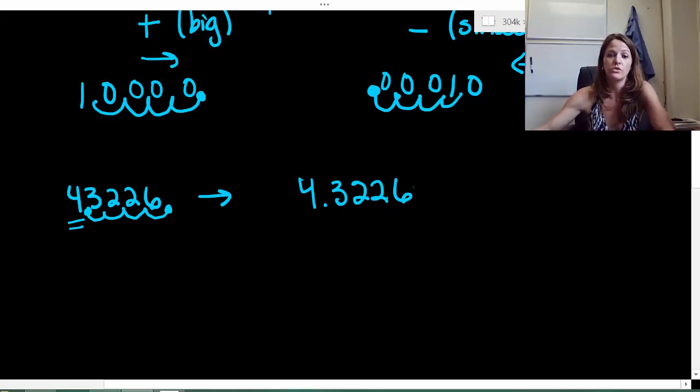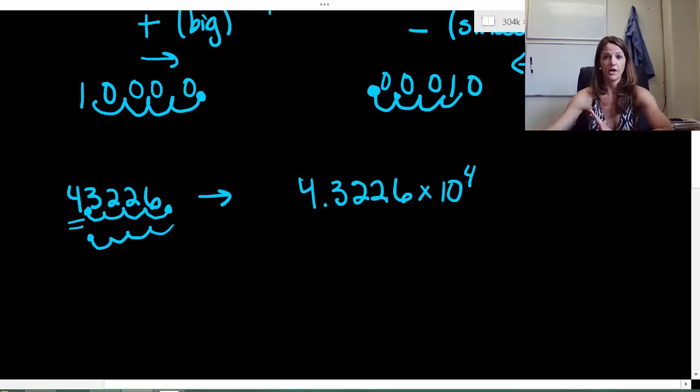So 4.3226 times 10, and then we moved the decimal 4 places. So it was the 1, 2, 3, and 4. Since we moved 4, this exponent is 4. Okay, so that's the first one. Nice job. Hopefully you got it. All right, let's try another example.